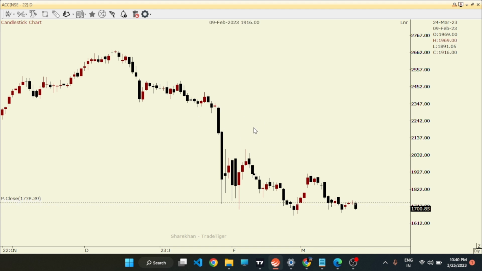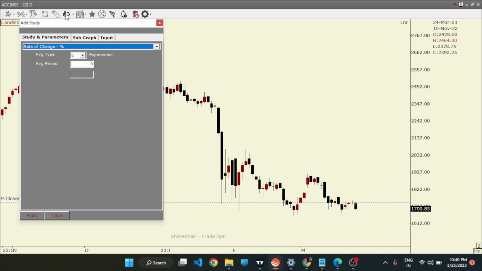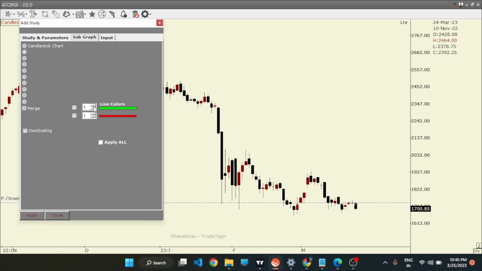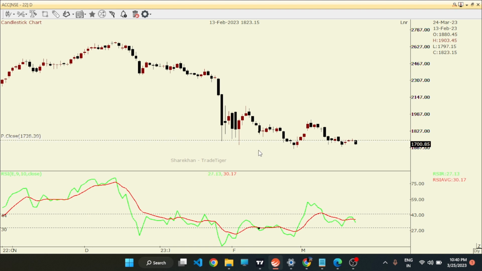As you can see, I have opened an ACC chart in the daily time frame. Let's apply the study first, and our indicator is RSI, the relative strength index. Our average period must be 9 and the RSI period must be 10. The overbought zone will be 70 and the oversold zone 30, and the middle line we need to change to 44. I am increasing the graph's intensity here. Apply, close.